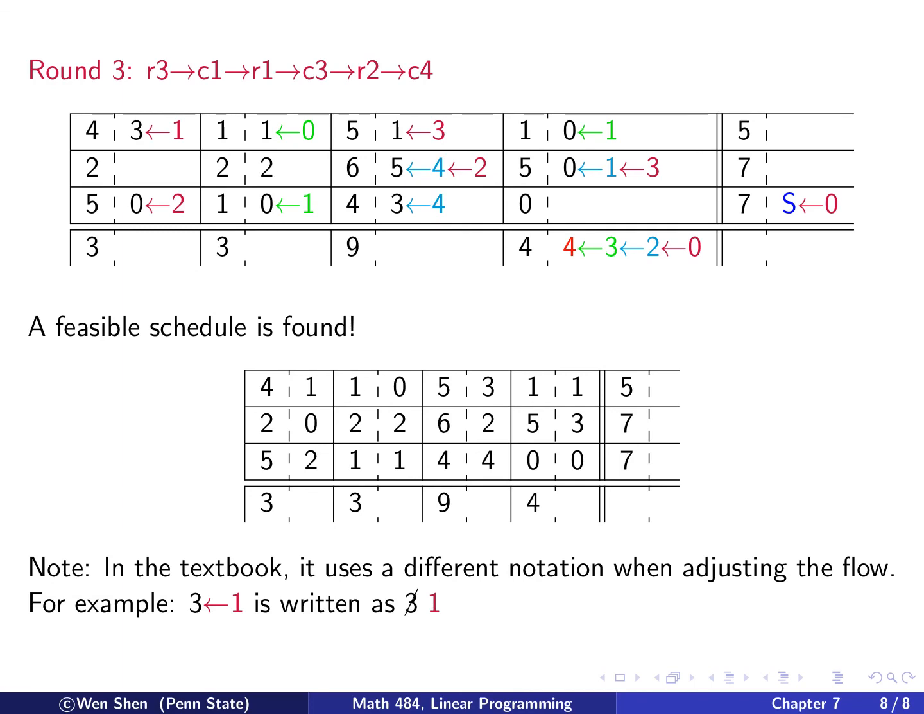Okay, one comment before I move on. If you read the textbook, it uses a slightly different notation when adjusting the flow. For example, if I replace 3 by 1, well, this is my notation, then the textbook would just put a cross on the 3 and put the 1 next to it to indicate that I remove 3 and put a new value. So it's just a notation and both would work. Next time we might use this notation so it's consistent with the textbook.